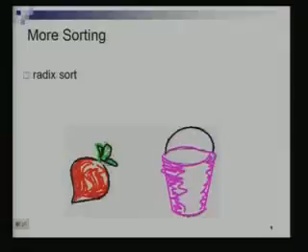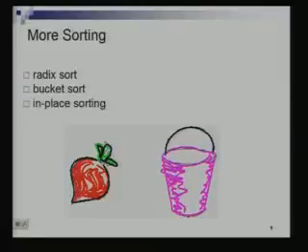Today we are going to continue our discussion on sorting. We will begin with radix sort, then we are going to look at bucket sort. In-place sorting is something that we have seen before. Which are the examples that we know of in-place sorting?